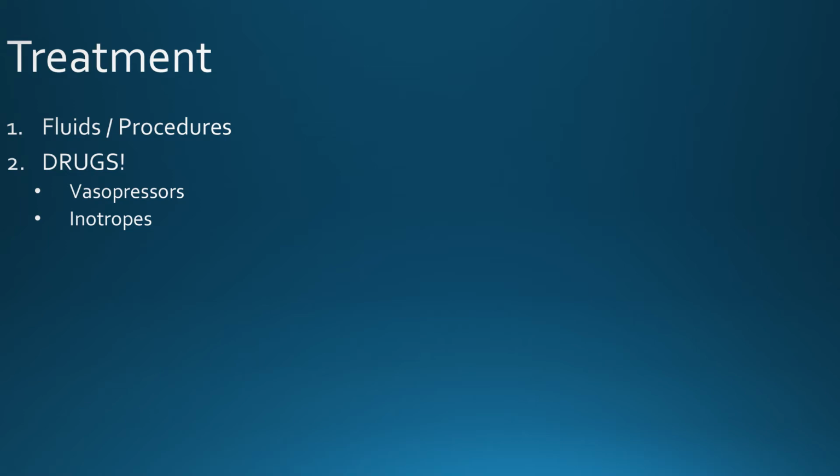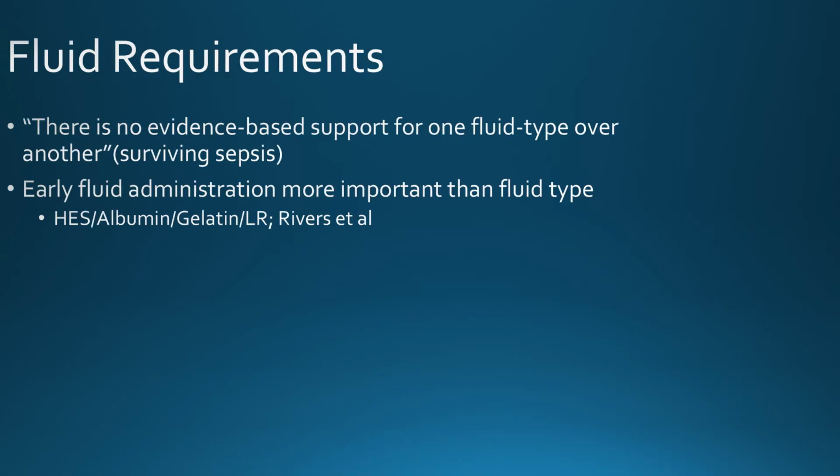Treatment is fluid procedures and drugs like vasopressors and inotropes. Fluid requirement: there is no evidence-based support for one fluid type over another in the Surviving Sepsis guidelines. Early fluid administration is more important than the fluid type. HES, albumin, gelatin, and LR can be used.